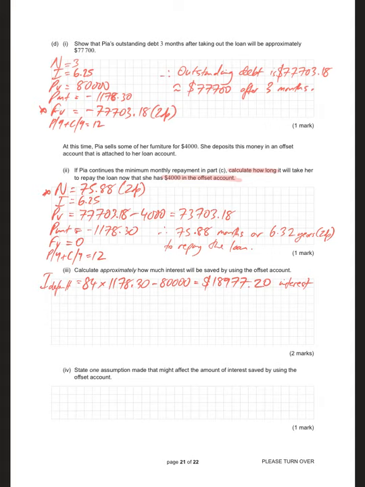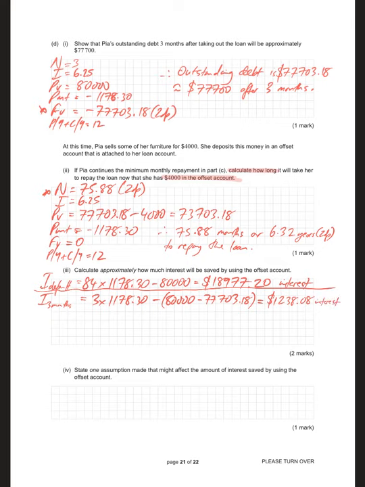Now, put a line under that so I don't get confused. 3 months. So the first 3 months, 3 times $1178.30 minus 80 grand minus 77,703.18. So this is the interest before the offset. It is $1,238.08 interest in the first 3 months.